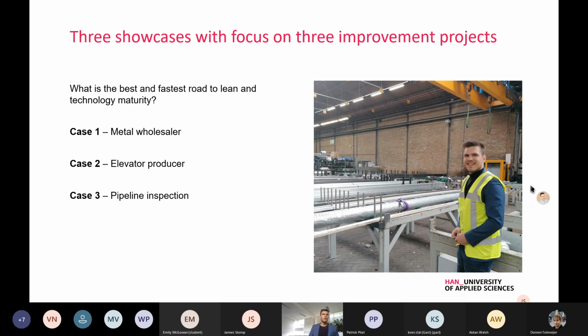One case is about a metal wholesaler, and we'll introduce the company a bit more broadly in the next slide. The other one, case two, was an elevator producer. And case three is a large pipeline inspection organization, specialized in high variety, low volume pipeline inspection tools. So the first case, I would like to give the word to Melanie about the metal wholesaler.